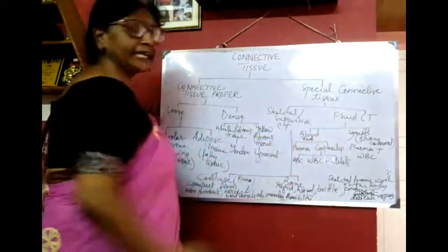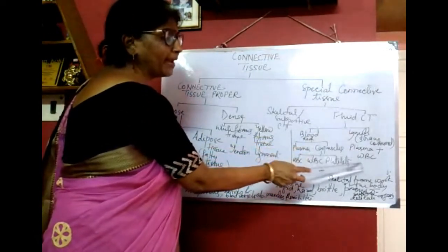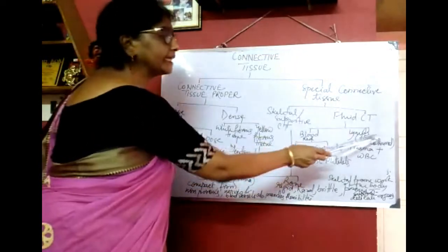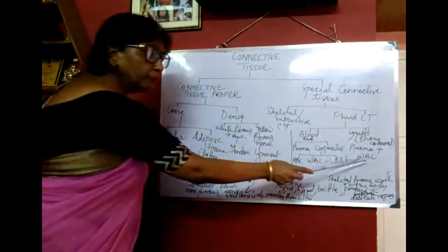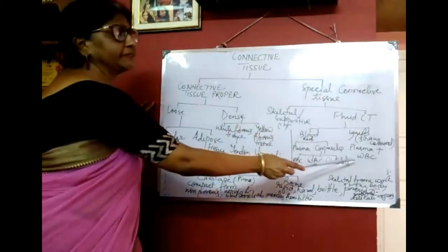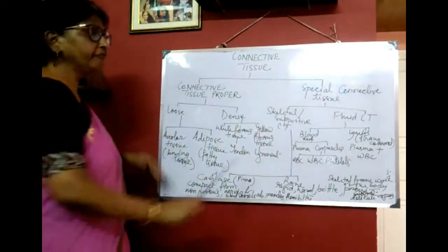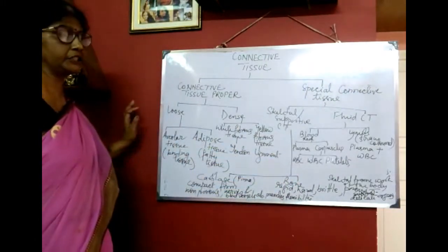Then we have fluid connective tissue, lymph. Lymph contains only plasma and WBC, that's why the color is straw color. Now as WBC is present in the lymph, that's why it fights against disease germs. The main function is fighting against disease germs.